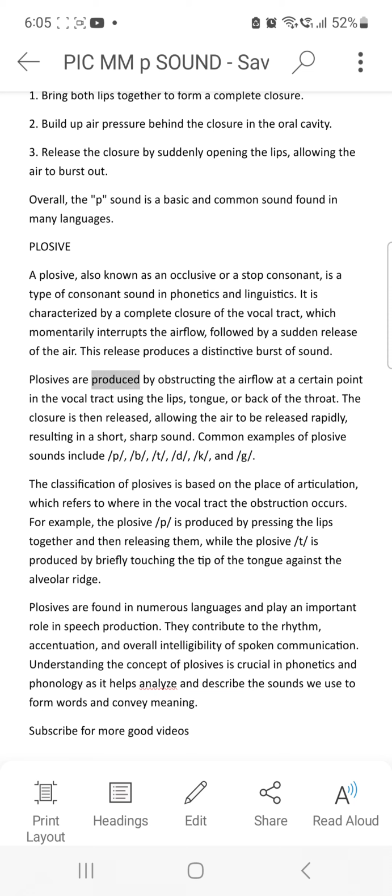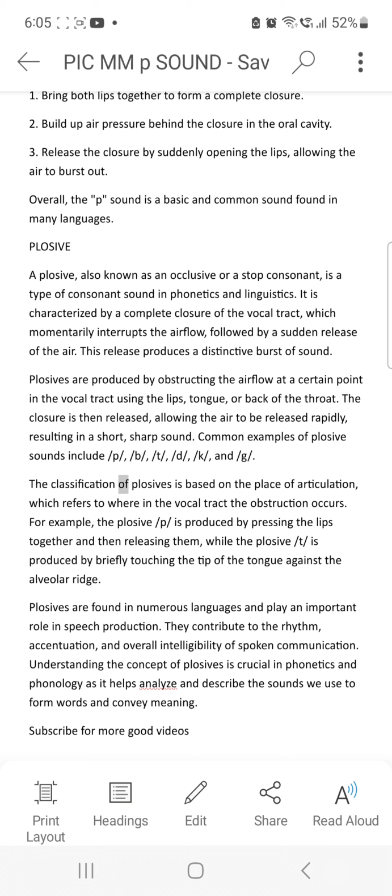Plosives are produced by obstructing the airflow at a certain point in the vocal tract using the lips, tongue, or back of the throat. The closure is then released, allowing the air to be released rapidly, resulting in a short, sharp sound. Common examples of plosive sounds include p, b, t, d, k, and g.